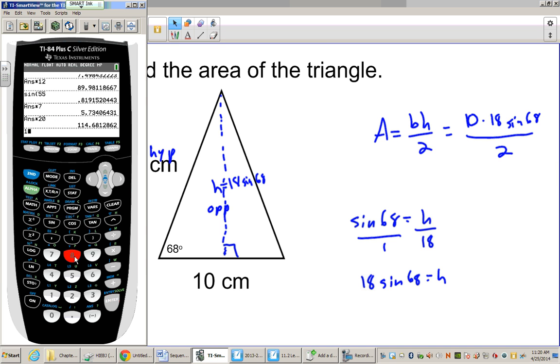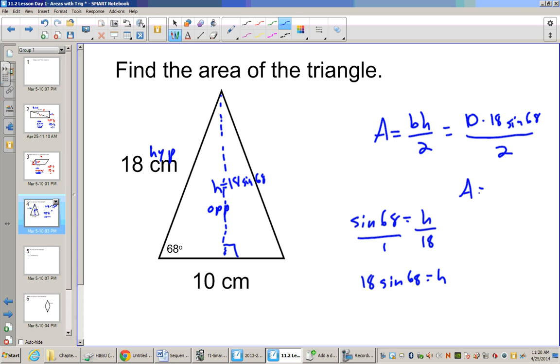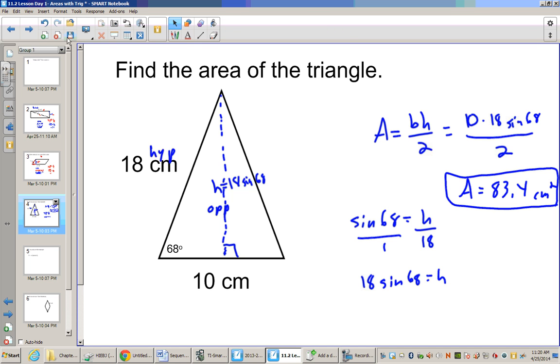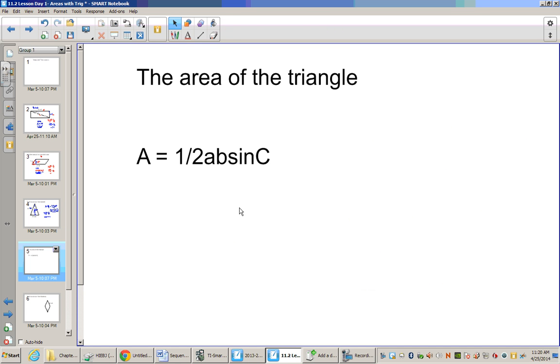We take 18 times 10 times the sine of 68. Now get that answer and divide it by 2, and we have 83.4. So our area is 83.4 centimeters squared. All right, now the formula that we like to use is this. Area equals 1/2 AB sine C. I think it looks better like that.